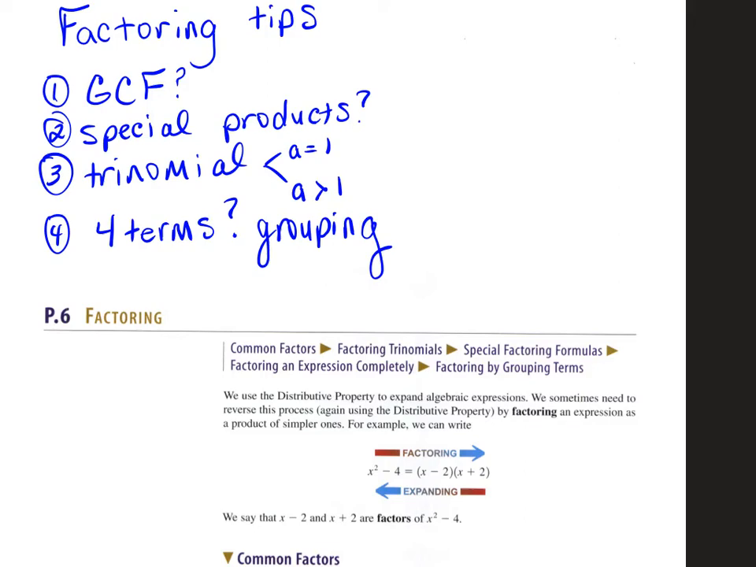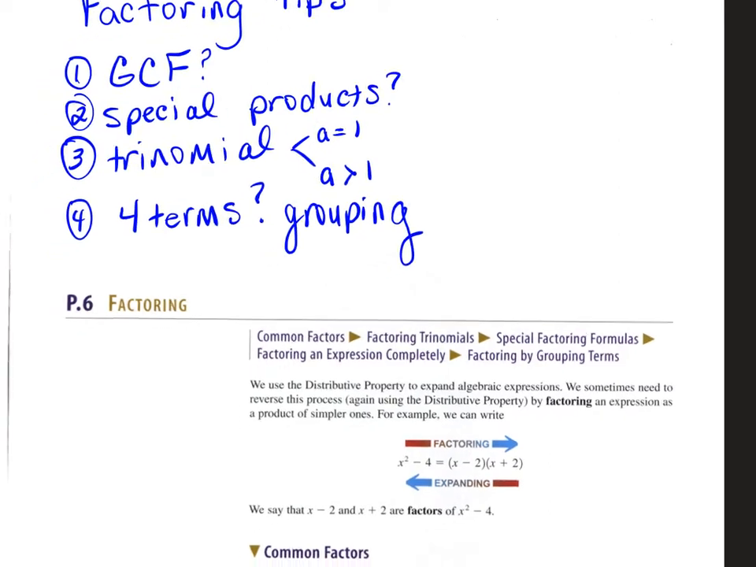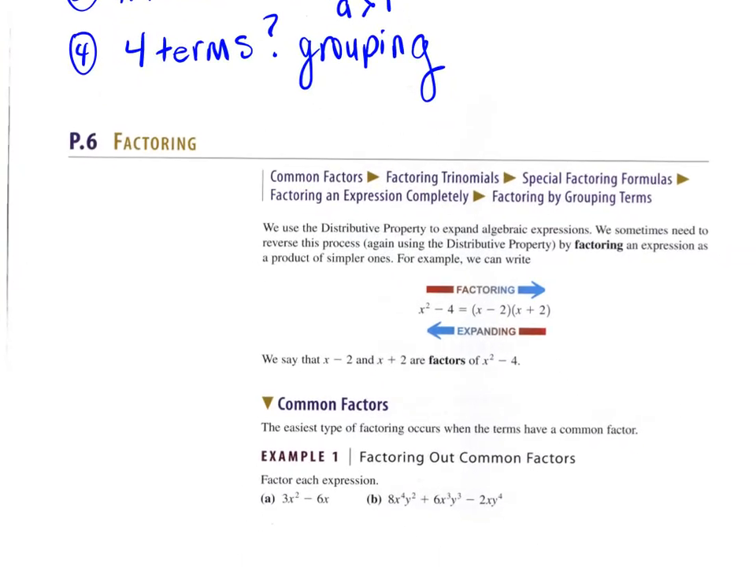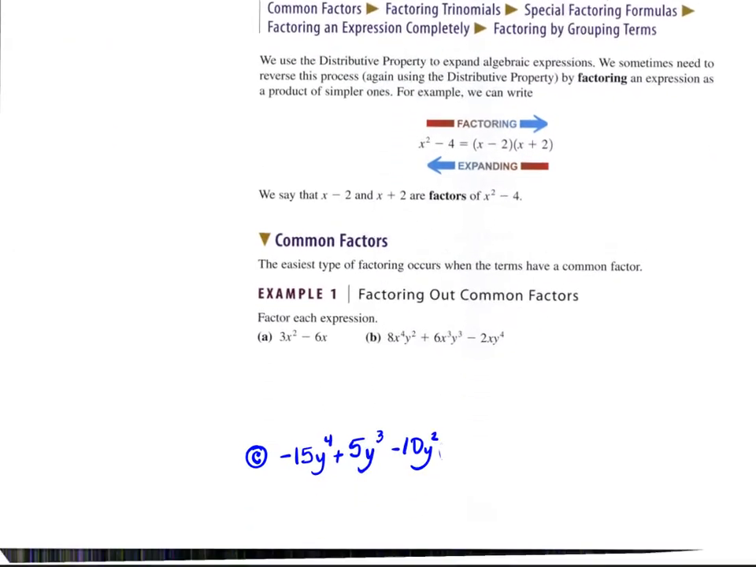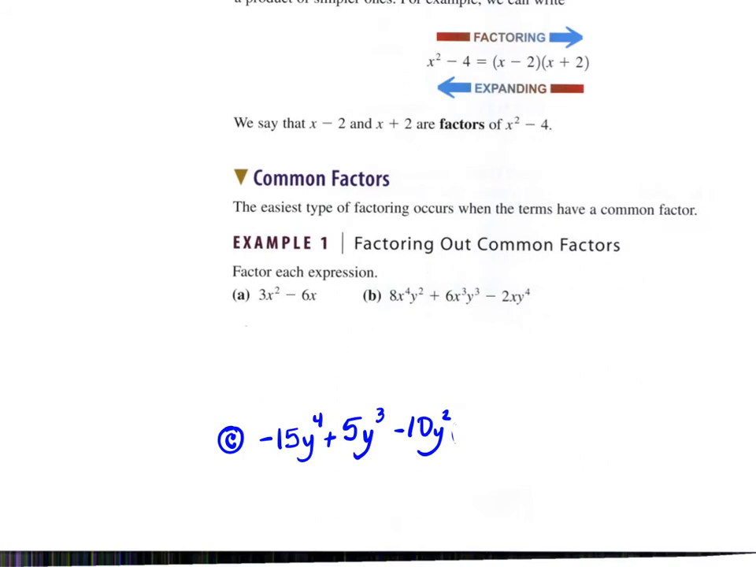P6, factoring. When we factor, we first want to look at factoring out greatest common factors. If we look at example 1a here, we have 3x squared minus 6x. We're going to factor out the greatest common factor, which is 3x. So this is just turning into 3x times x minus 2.